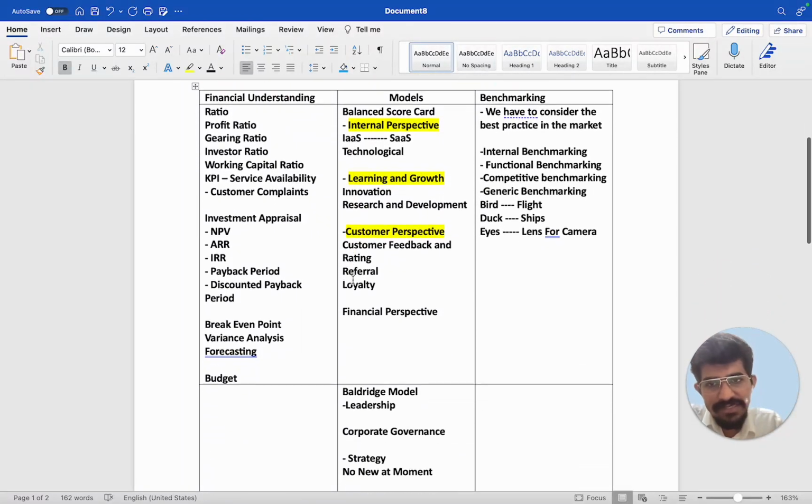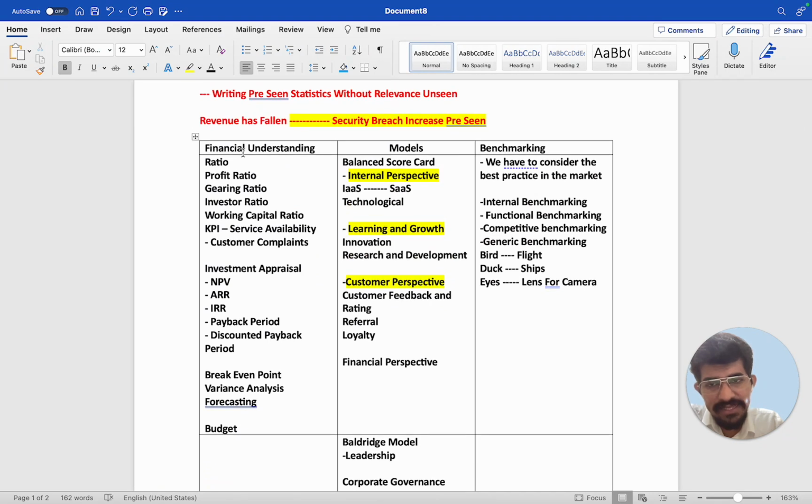Now, students, you understand this section has three areas: financial understanding, models, and benchmarking. If you observe the ratios, you need not memorize everything. You have to understand what a profitability ratio is, what a gearing ratio is, what an investor ratio is, what a working capital ratio is, and you can't write a standard answer. You have to always consider the exhibit and write it.